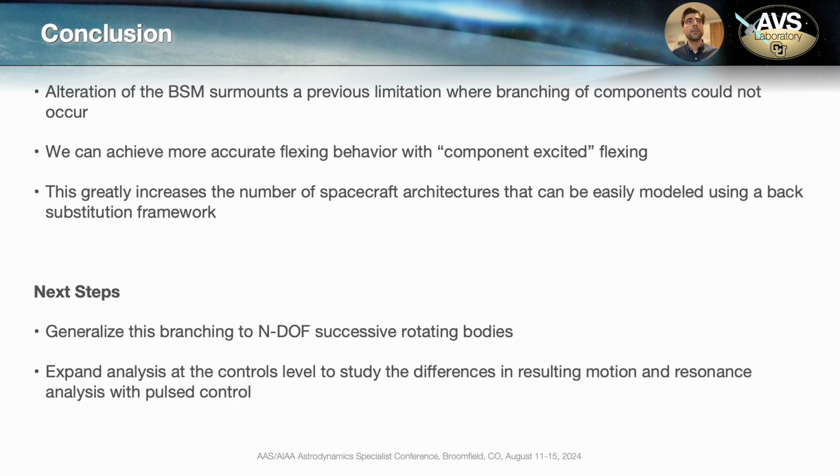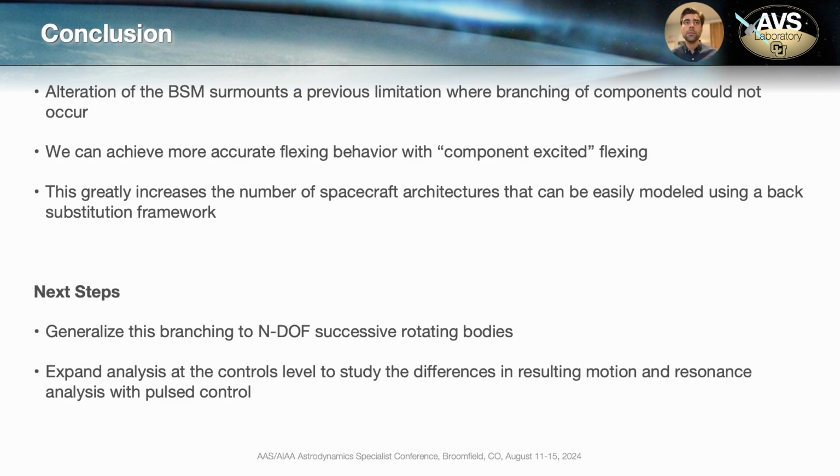So in conclusion here, this alteration of the back substitution method is surmounting a previous limitation where branching of components could not occur, and this also is allowing us to achieve a more accurate flexing behavior with this new platform excited flexing as opposed to hub excited flexing. And we greatly increase the number of spacecraft architectures that can be easily modeled in a back substitution framework. As we showed earlier on in the presentation, some of these more ambitious architectures coming out of companies like Astroscale and Northrop Grumman.